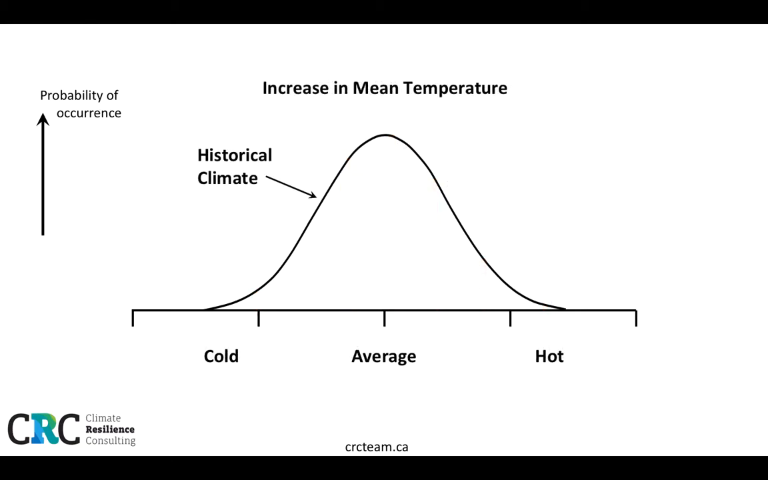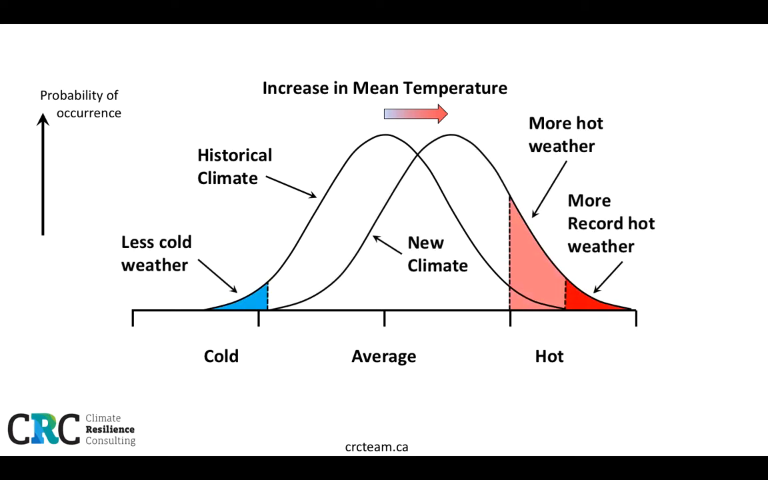Now, the same idea applies to climate data. And in this case, we're looking at a hypothetical bell curve of mean annual temperature. And you can see that most of the years where the bell curve is highest fall around the average mean annual temperature. And there's a few cold outliers and a few hot outliers. Now, if we increase the heat in the system, then the bell curve slides over to the right towards the hotter end of the scale.